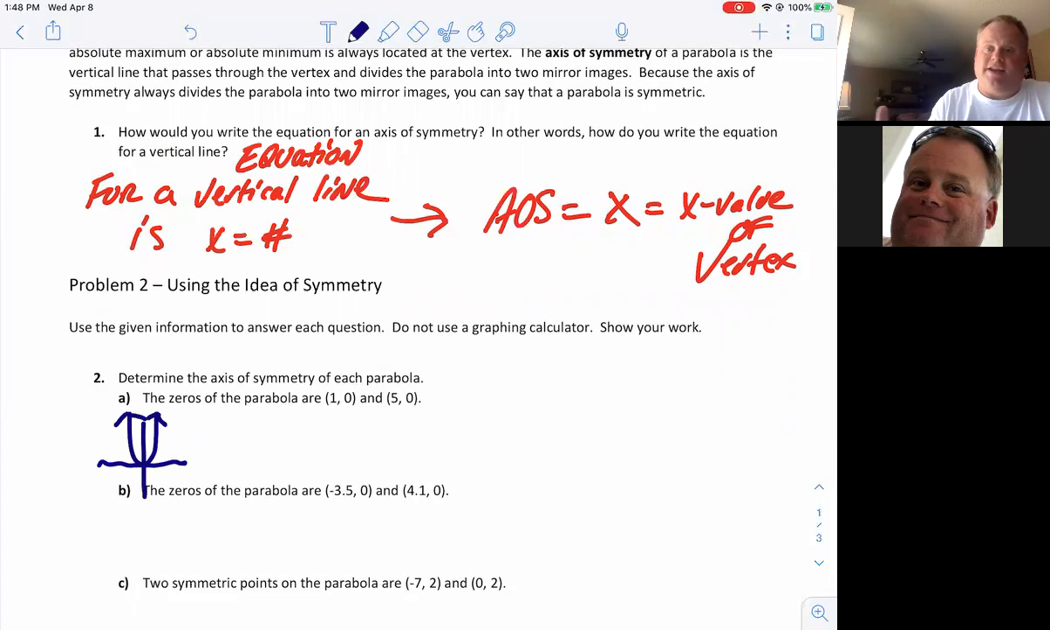And the best way to do that is we can use the midpoint. We can find the midpoint of the distance between 1 and 5.